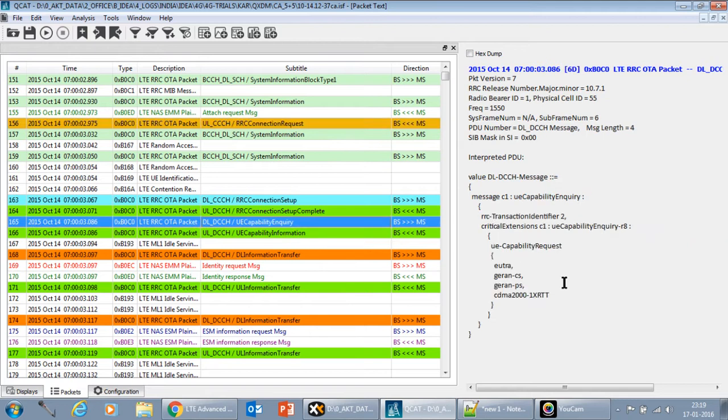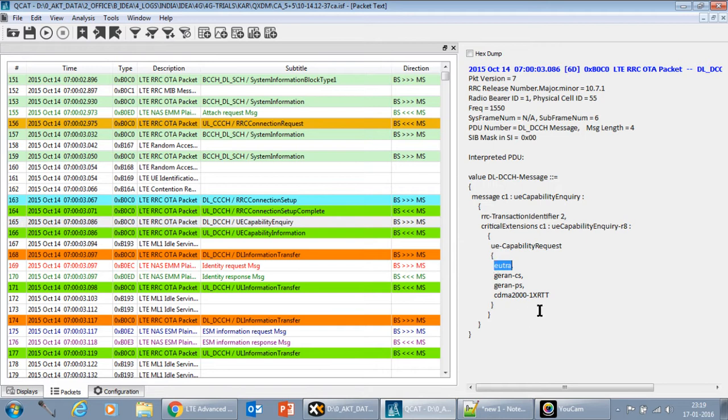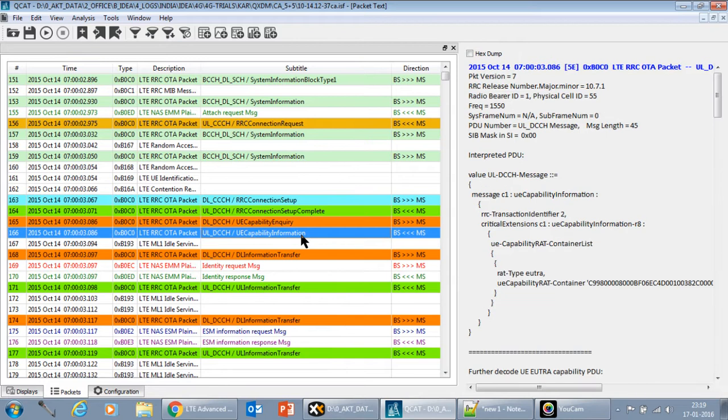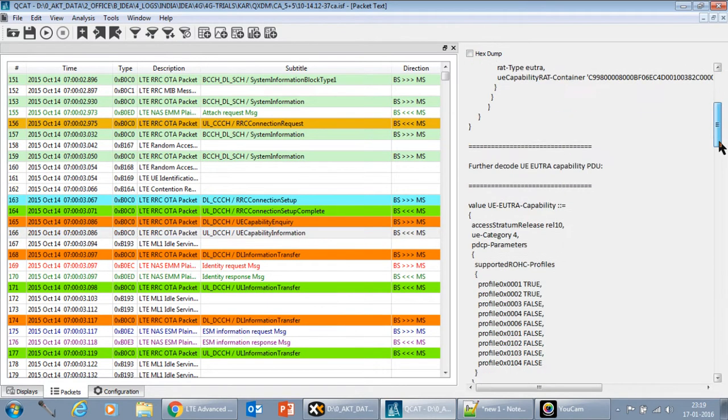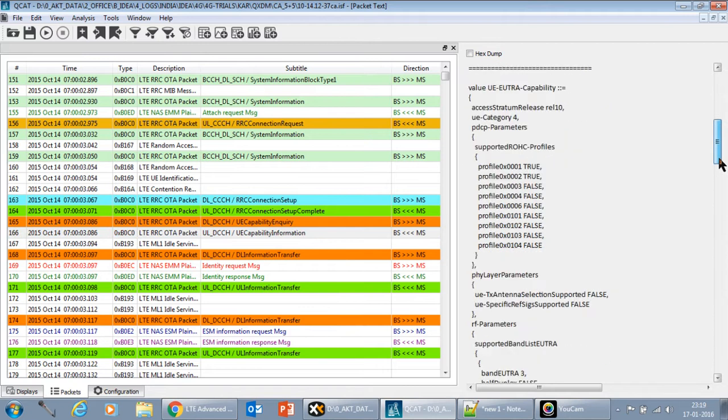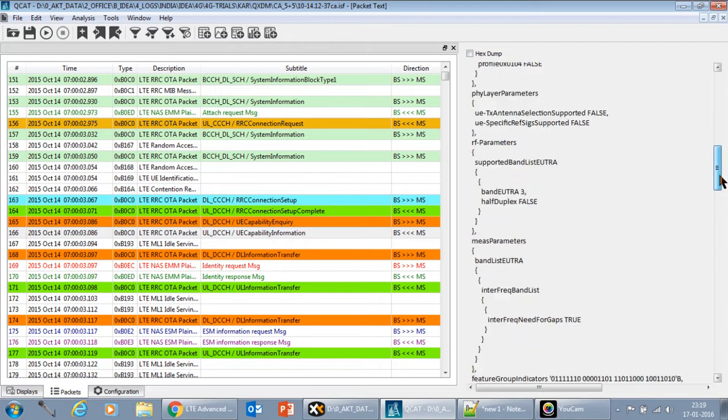UE capability inquiry is the one where the eNode B asks for the various capabilities of the UE. In this particular one, it is asking for EUTRA, GERAN, and CDMA. Let's look through what the UE reports. So the UE says it's a release 10 UE. Cat 4 it says initially, and it says it is supporting band 3.